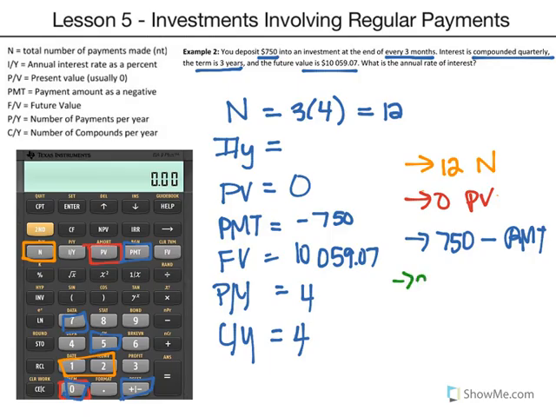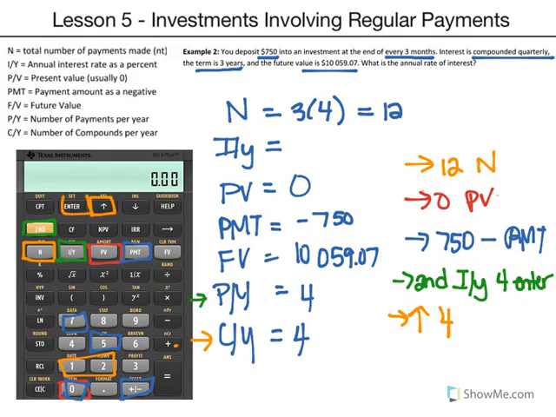Then we're going to go second function IY to get to our PY, and our PY is 4, so you go 4, enter. Then you're going to go up to CY, and then you're going to push 4 for CY, and then enter.